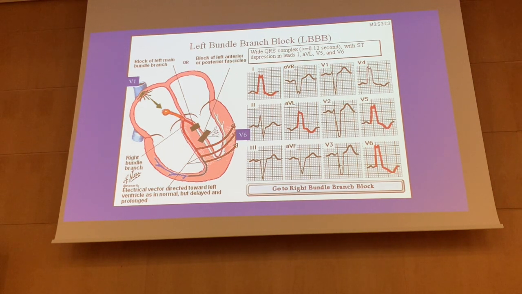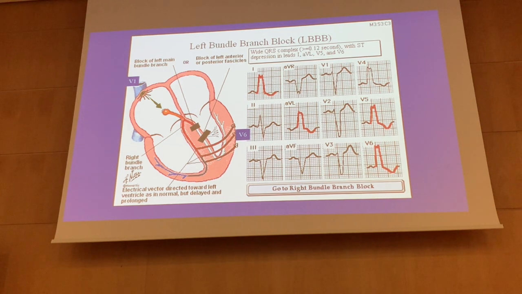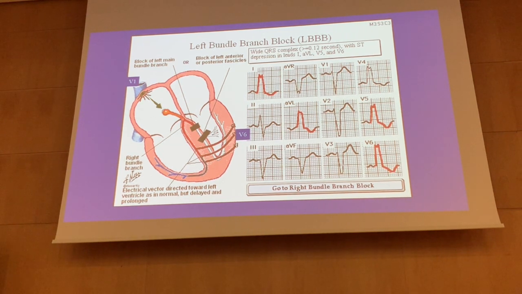There is no electricity at all. To start automaticity, there would need to be fibers, but here there are no fibers. So the left ventricle now is asking for help. Okay, so it's asking for help from whom? From its neighbor. Who? The right ventricle.